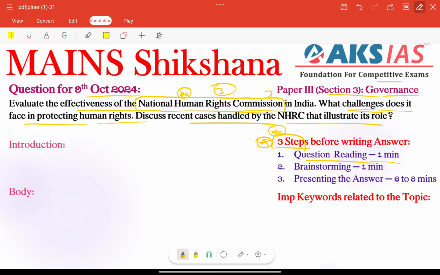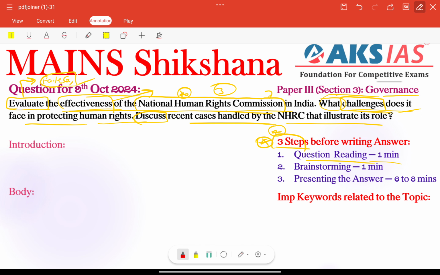Simple, right? Focus on the question tags here: evaluate and discuss. Here, evaluate means we need to provide effectiveness. Effectiveness means positive or negative effectiveness. We can write both, but here challenges itself are given in the question in the second part, so no need to write negative effectiveness here. So evaluate means we need to focus on providing facts, examples, reports, etc. That is the main focus.